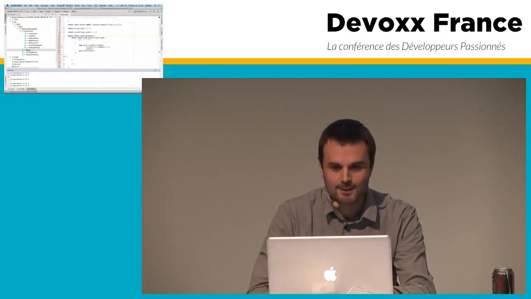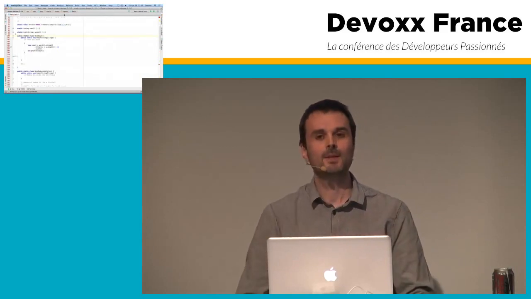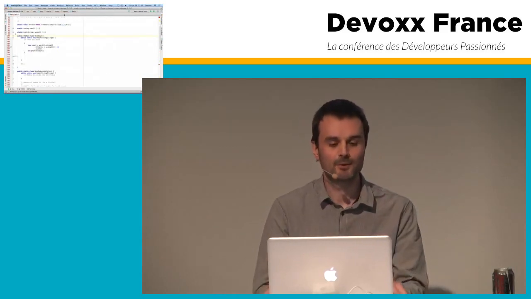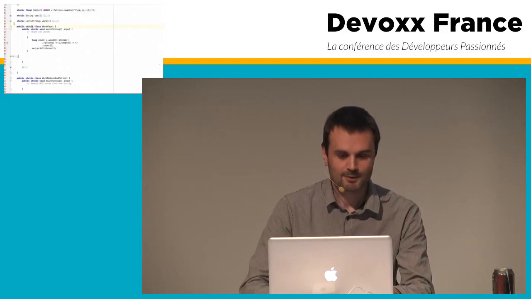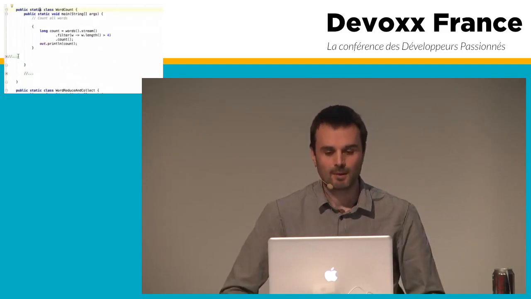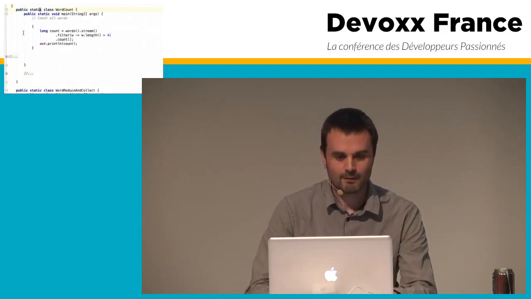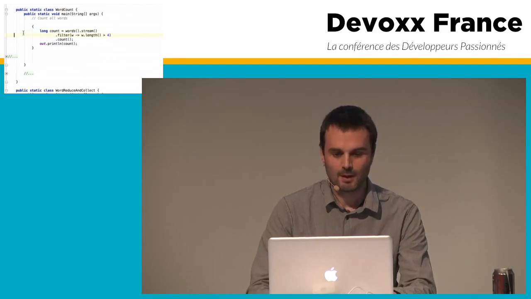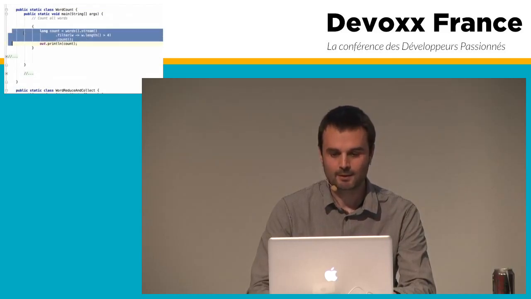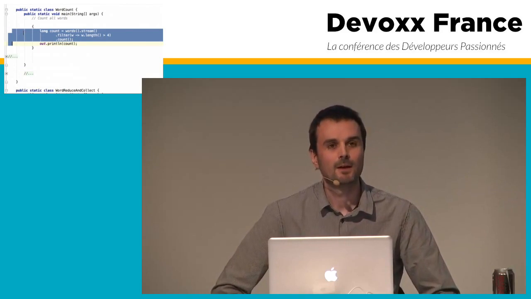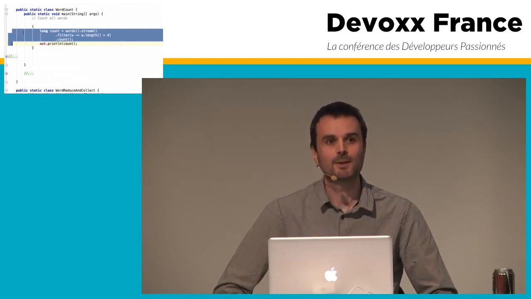I'm going to be using IntelliJ, but NetBeans and Eclipse each have Java 8 support in them as well, and I'll make sure that I scale it up. So here's a very, very simple stream. What it's doing is counting strings that have a length greater than 4.